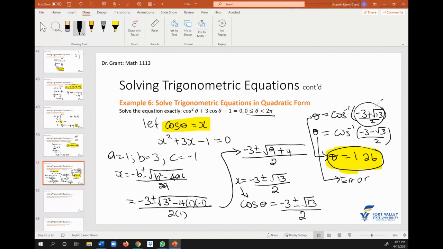So the angle in quadrant 1 is 1.26. To find the angle in quadrant 4, we could just do 2 pi minus this 1.26. And so this is going to be roughly 5.02. Of course, you can do 2 times pi and then subtract, and then you'll get your answer. So we have these two answers for a solution, okay?